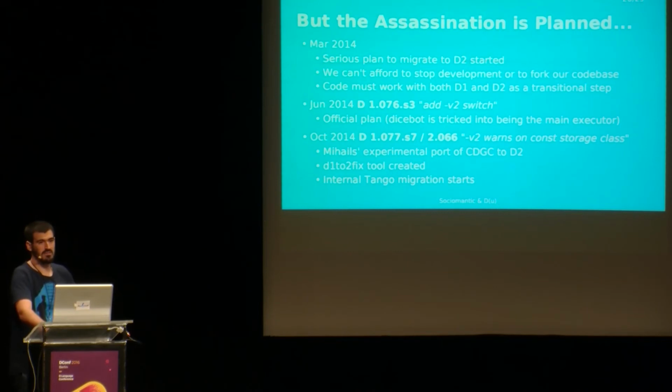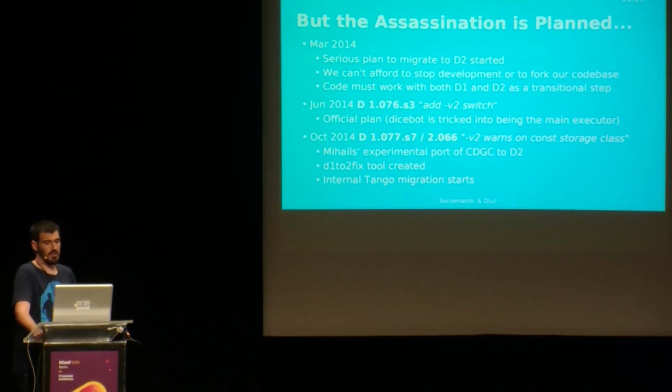We started adding stuff into the D1 compiler to make our life easier, like a -v2 switch, which will warn you about things that won't work in D2. Because if you try to run a D2 compiler on D1 code, you get really bad error messages because, of course, the compiler is expecting D2 code, not D1. So the errors it will give you are very misleading in some cases.